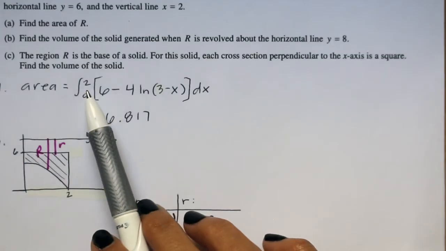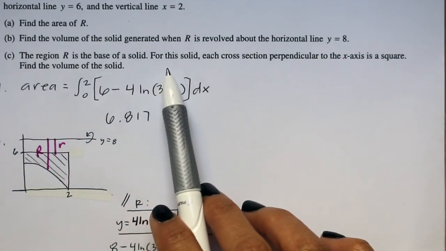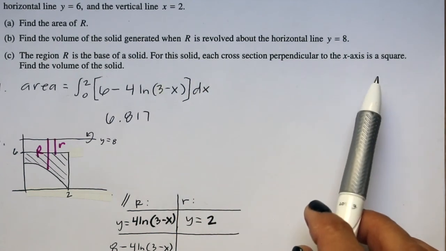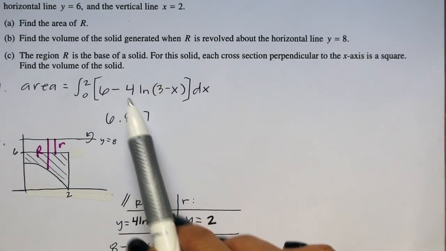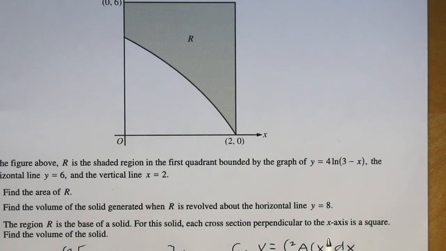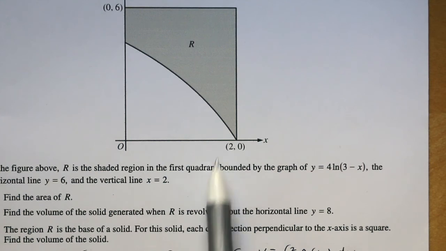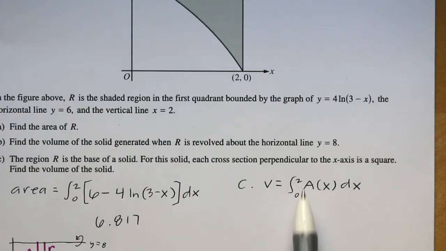For part C, it says the region R is the base of a solid. For this solid, each cross-section perpendicular to the x-axis is a square. Find the volume of the solid. So for volumes of known cross-sections, since this is perpendicular to the x-axis, it's going to be a dx problem. For your shaded region, it exists from 0 to 2 in the x direction. So that's why the setup for the volume is the integral from 0 to 2, A of x dx.